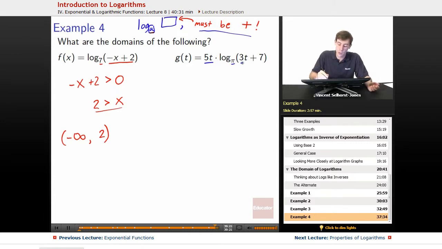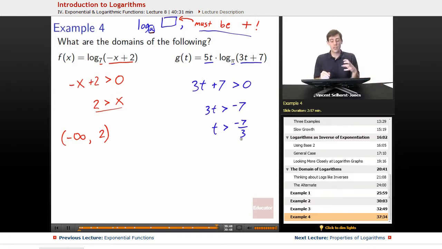Once again, the only thing we're worried about is when is the logarithm going to try to take the log of a negative or 0 number. So to avoid that, we have to have that 3t plus 7 must be greater than 0. Otherwise, we'll be taking a log of something that we cannot take logs of. That would break our function. So 3t plus 7 is greater than 0. Subtract by 7. 3t is greater than negative 7. Divide by 3. T must be greater than negative 7/3.